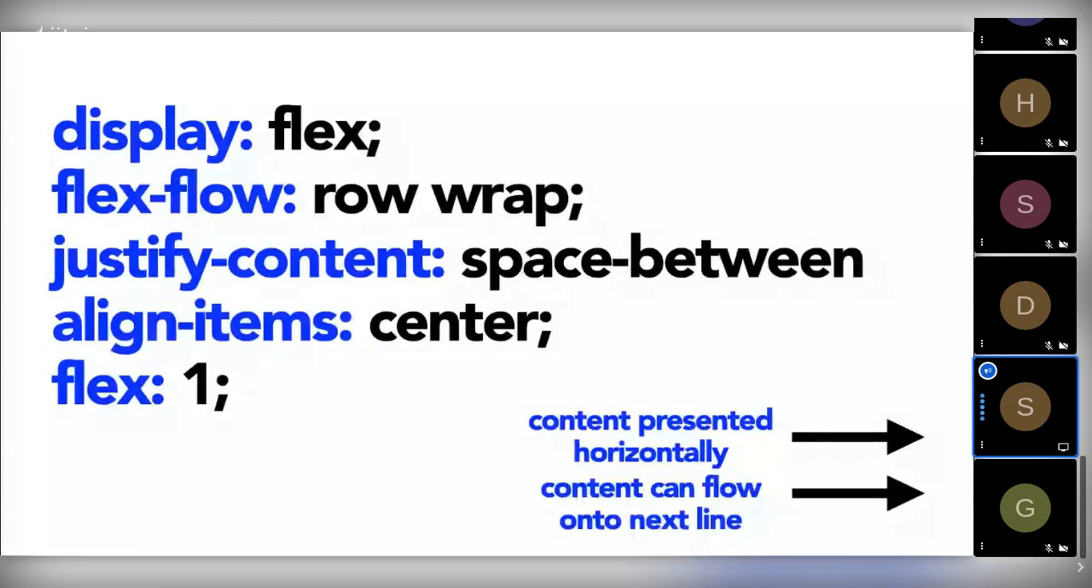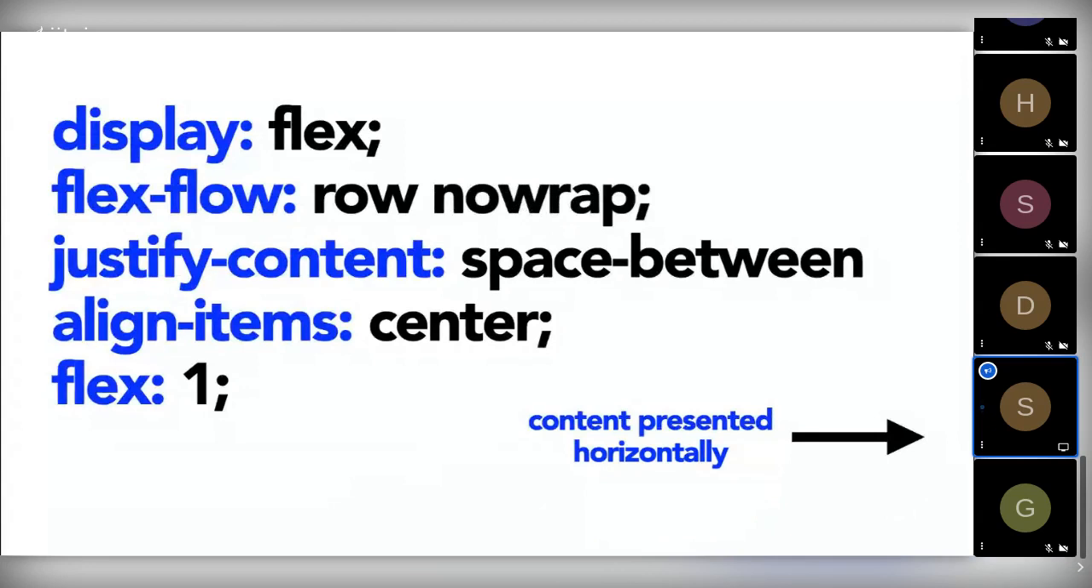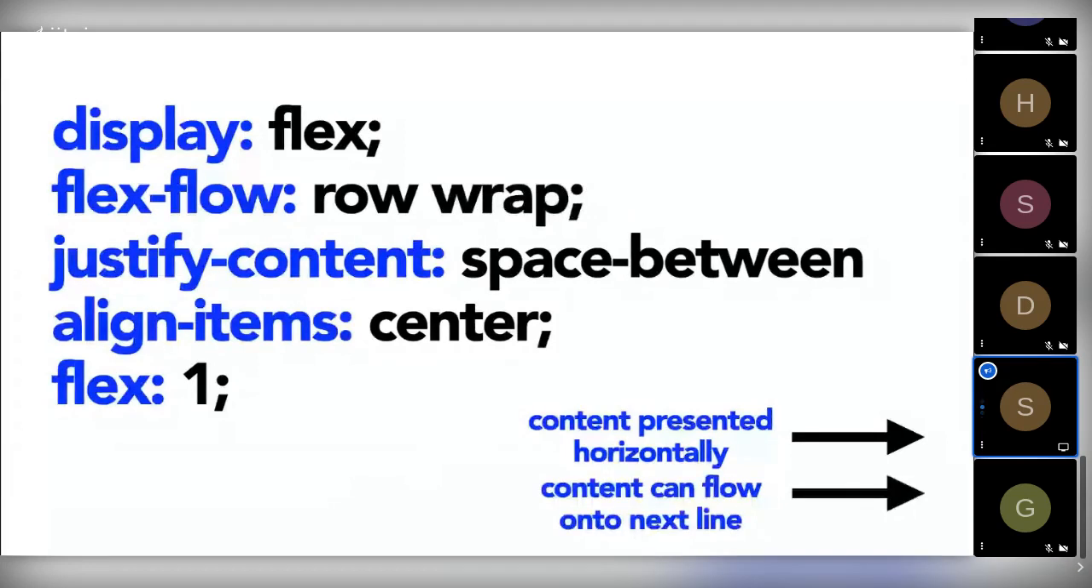If we did something like this, where it's flex flow and we have row wrap, before we had row no wrap. If we do flex flow, then row wrap, then that means content is allowed to go onto an additional line, but it will still be going from left to right.